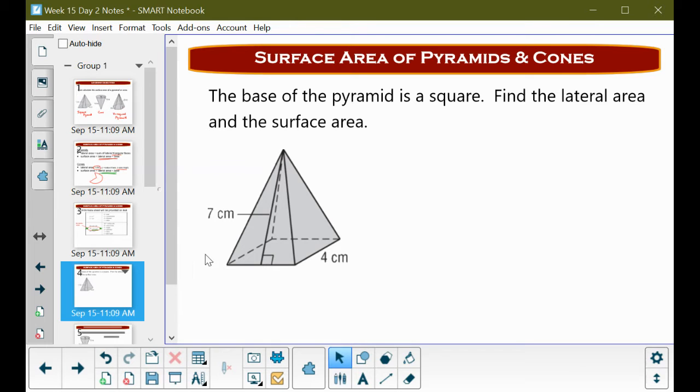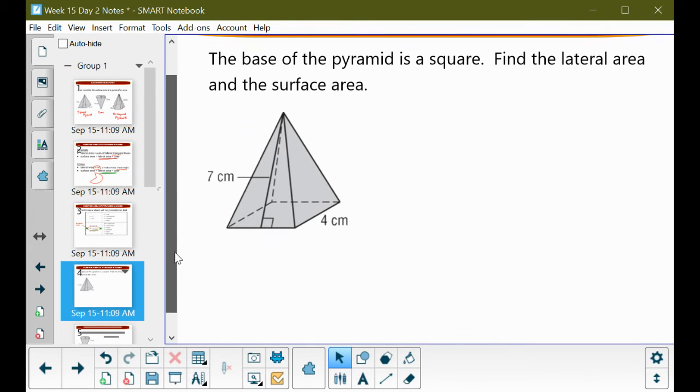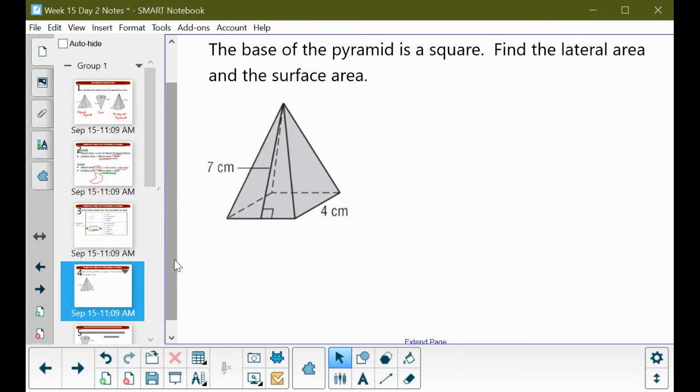The first one says the base of our pyramid is a square, and we want to find the lateral area and the surface area. So go ahead and pause the video so you can sketch the picture of this square pyramid. All right, let's find the lateral area first. So I'm going to put LA here for lateral area. The lateral area is the area of each of those triangles.